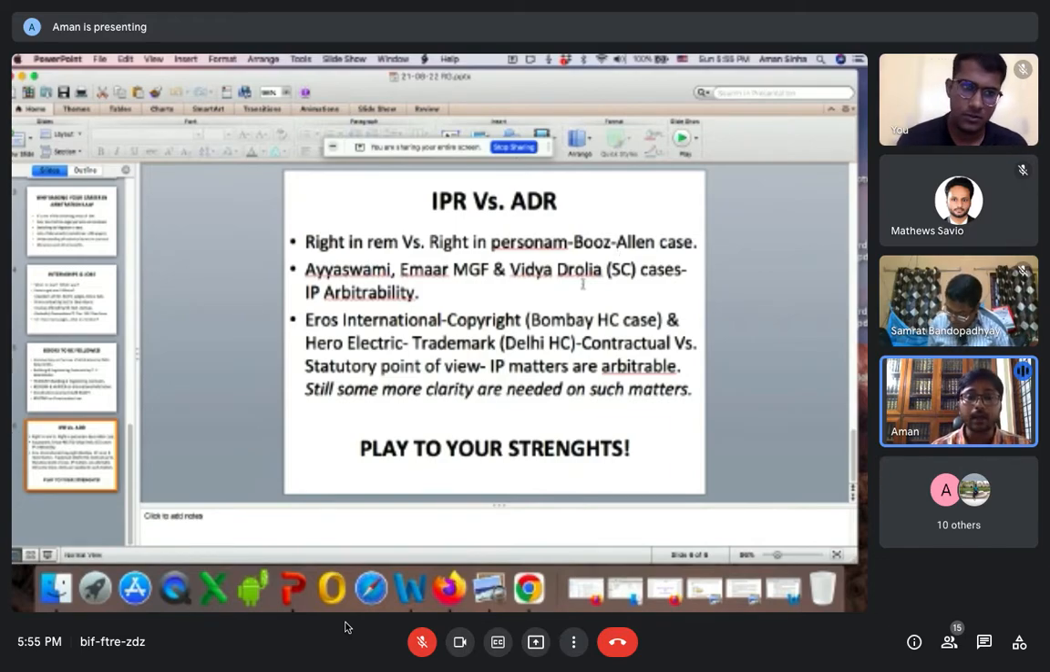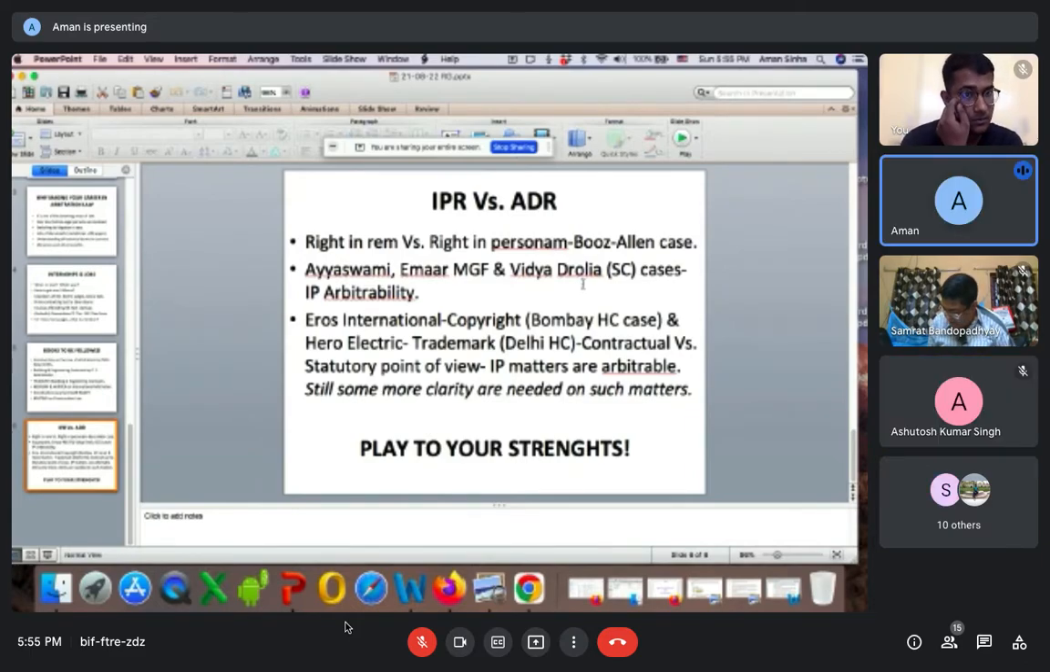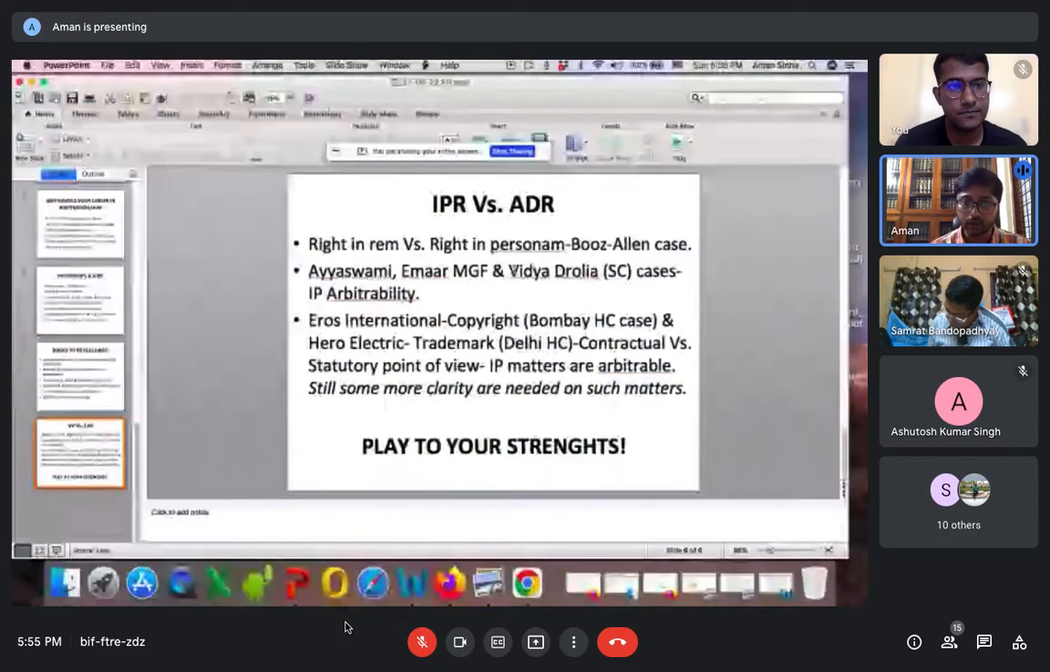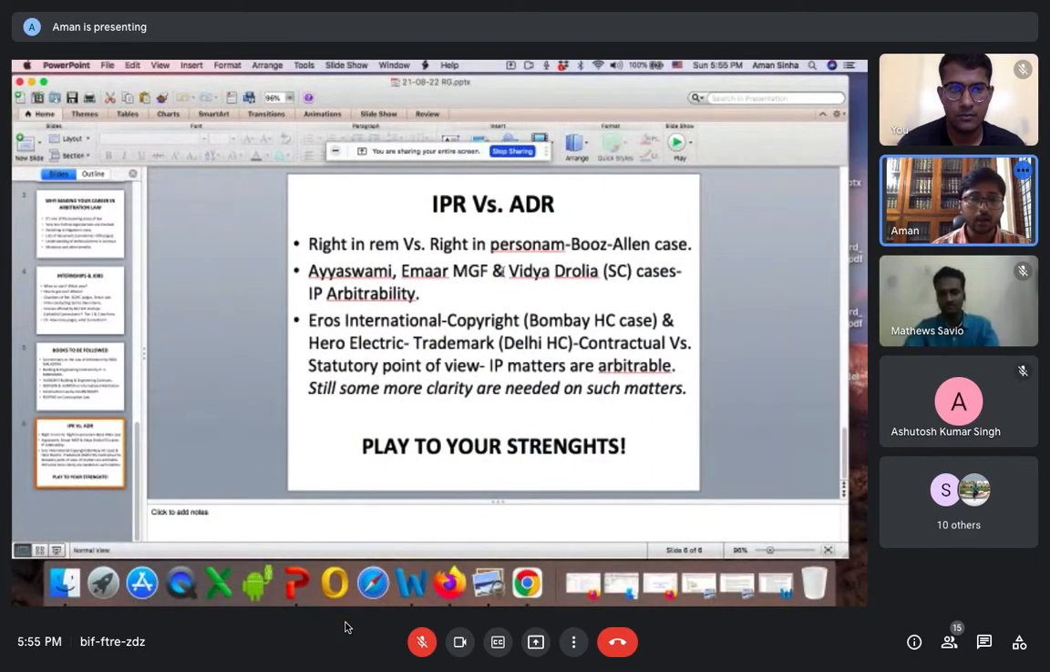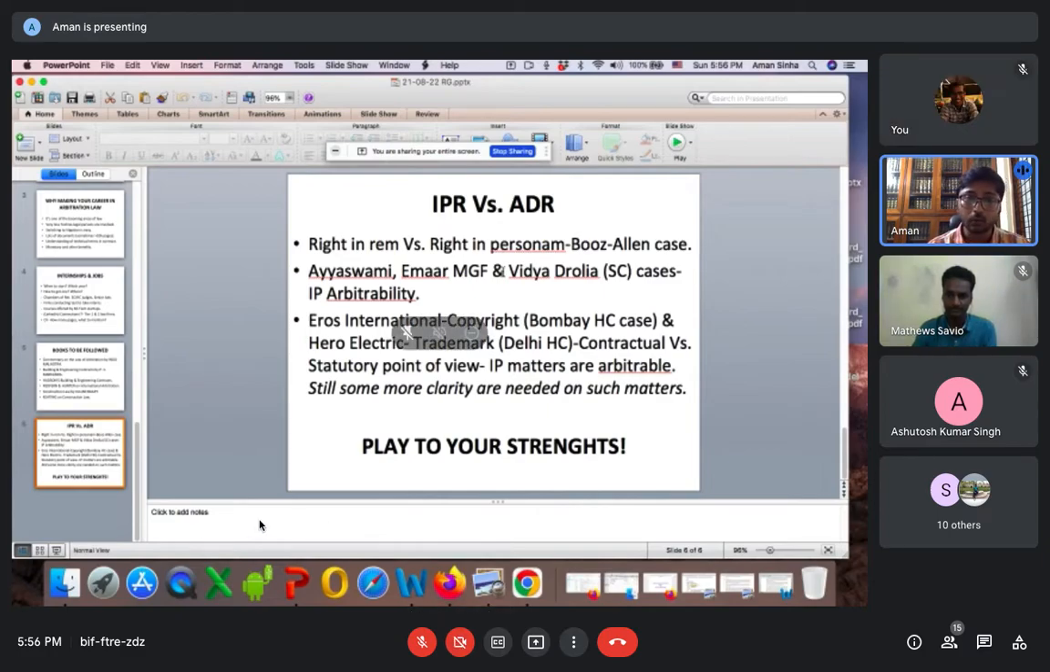Regarding IPR arbitrability, there have been cases coming up in the Supreme Court. The last case is Vidya Drolia. In Ayyasamy also, it has been said. In MJF also, it has been said that IPR, like patent, copyrights, all those IPR laws per se, are not arbitrable, because they deal with right in rem. Only those disputes or legality which arise from right in personam will be arbitrable as such.